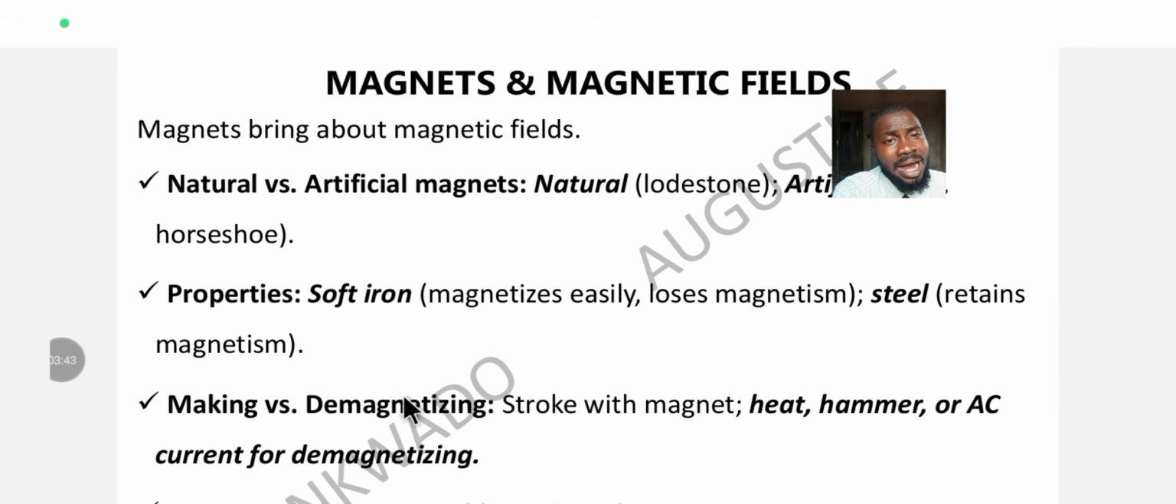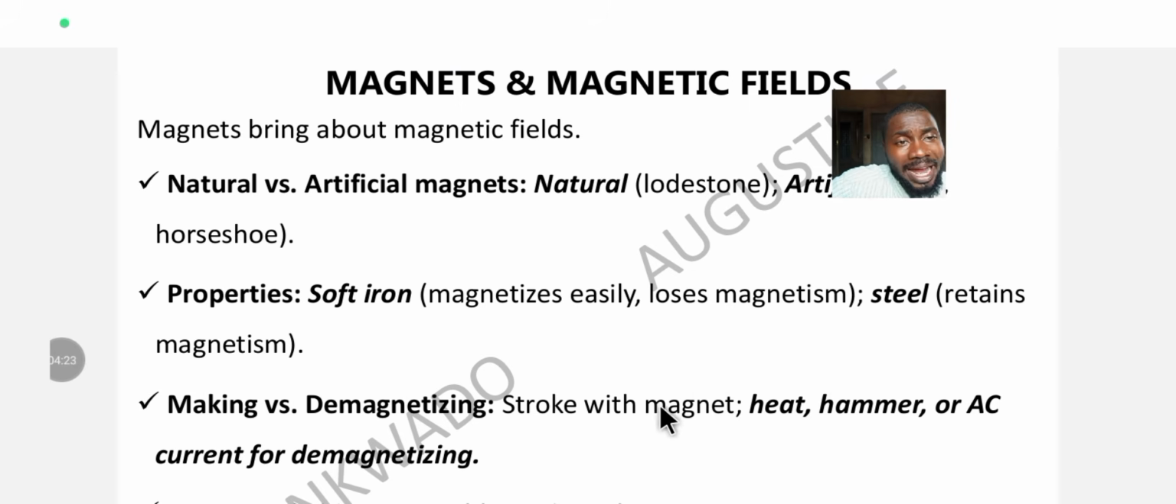Making magnets versus demagnetization. How do we make magnets? We make magnets by stroking with magnets. When you stroke a metal, such as iron or steel, with magnets, magnetism is formed, or an artificial magnet is formed. The method of demagnetization, that's to break magnetism in an object or a substance, is through heating or hammering. Or you can also pass an alternating current through the material to demagnetize.